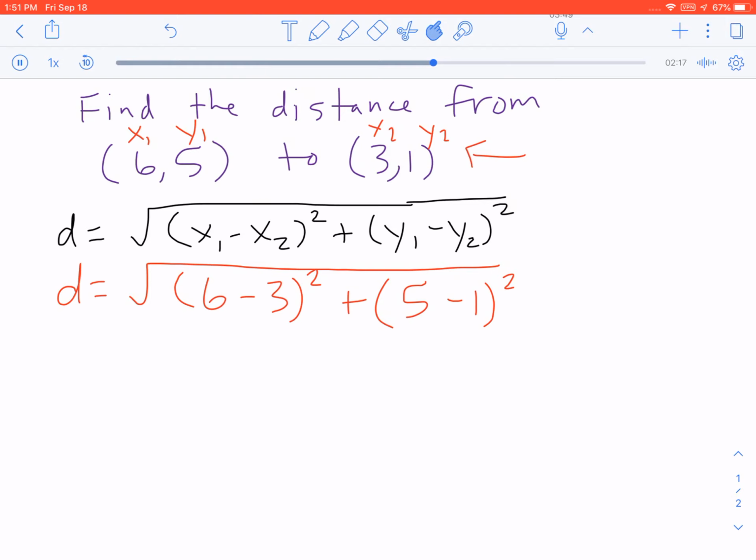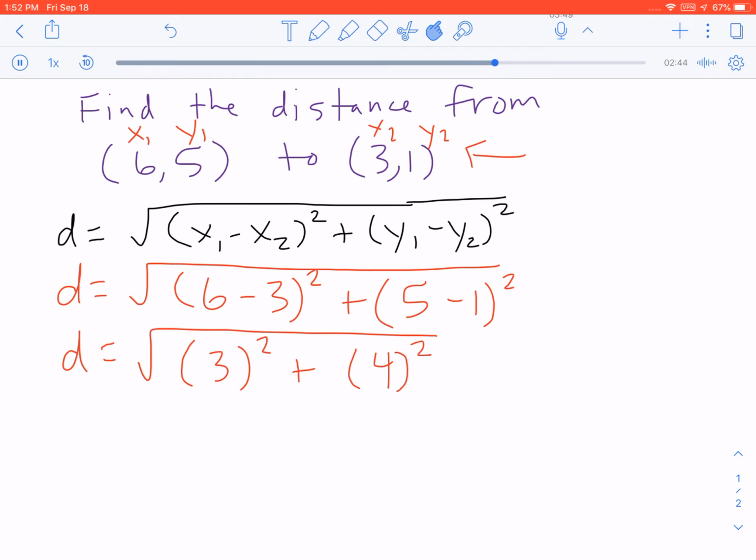Now, this just becomes an order of operations problem from this point on, so if we're good at just keeping track of our order of operations, if you think about PEMDAS, or please excuse my dear Aunt Sally, the very first thing is to do parentheses. So that's exactly what we're going to do. 6 minus 3 is 3. 5 minus 1 is 4. Our next step is to square those numbers. So we're going to take 3 and we're going to square it, which is 9.